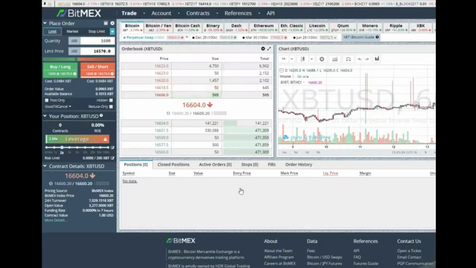Bitmex is a way for you to trade on leverage, which means that you can trade with more money than you actually have in your wallet. So you can trade with up to 100 times leverage, and obviously as you go up in leverage, it gets more risky. I have 0.1 Bitcoin in my wallet, so if I was trading at 100 times leverage, I could trade with a value of up to 10 Bitcoins.